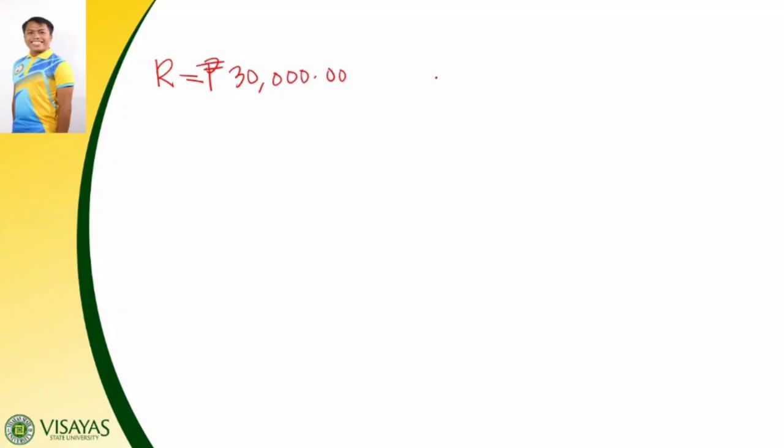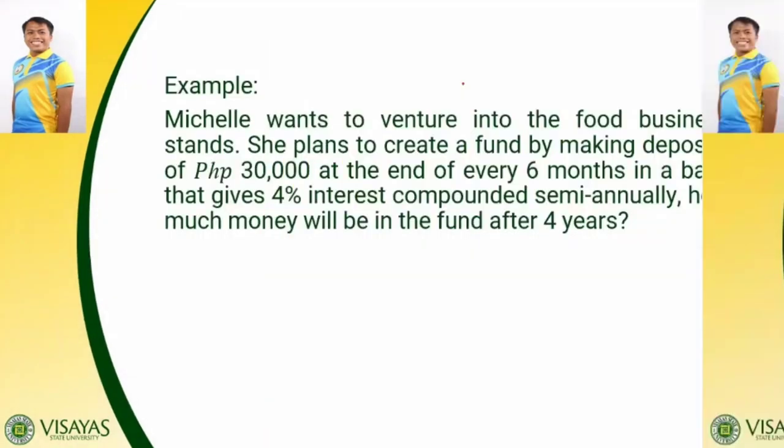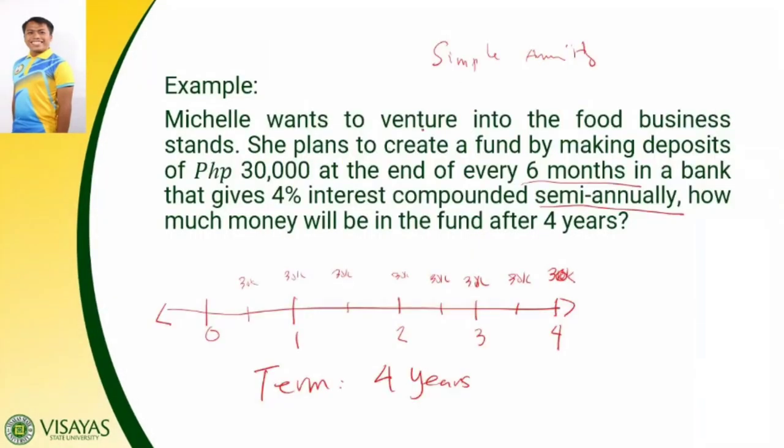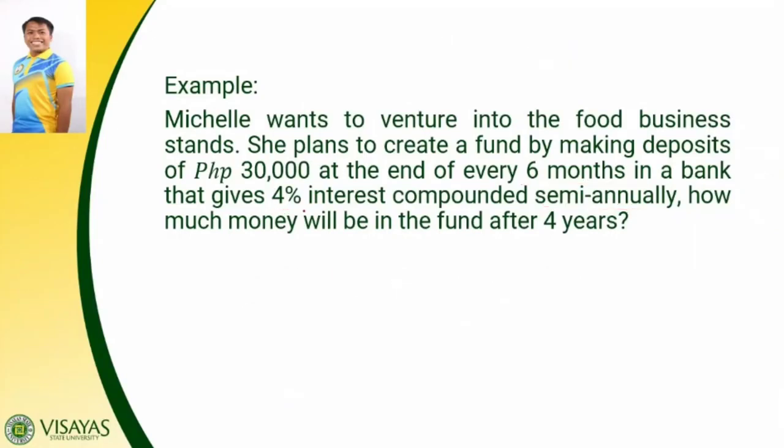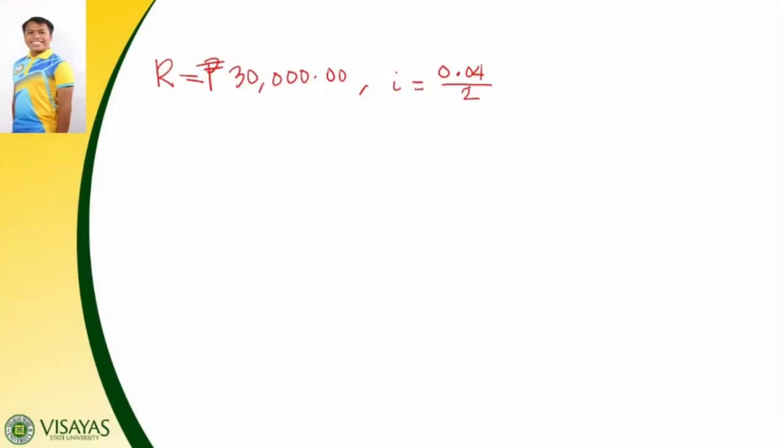And the interest rate per period is given by I, no, is equal to 0.04. Remember that you have to convert the percent notation to decimal. So ang 4%, mahimo na siyang 0.04 divide by 2 kay semi-annually man, no? Going back to our problem, 4% semi-annually. So ang 4% i-divide na to siya by 2. So that's why you have there 0.04 divided by 2. That will be our I, and this is equal to 0.02.